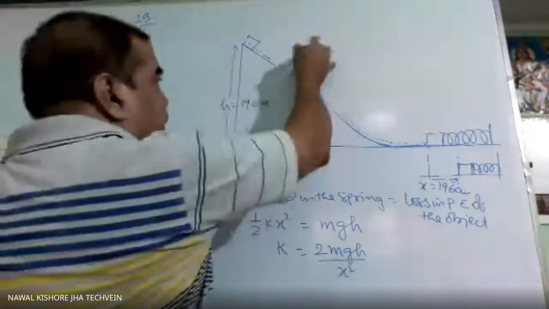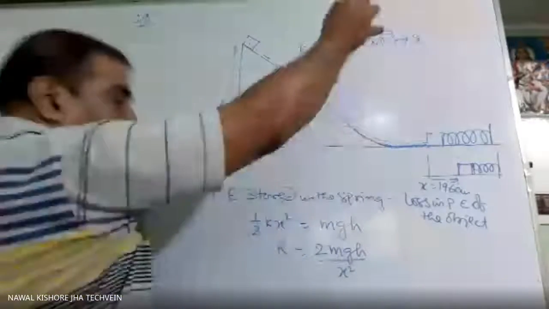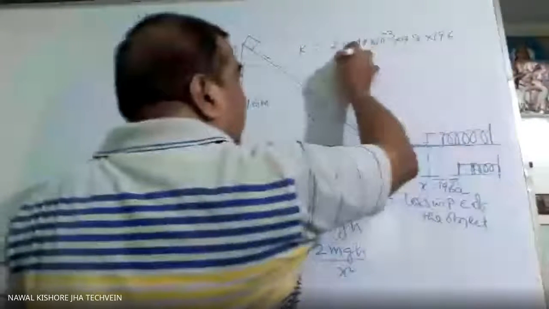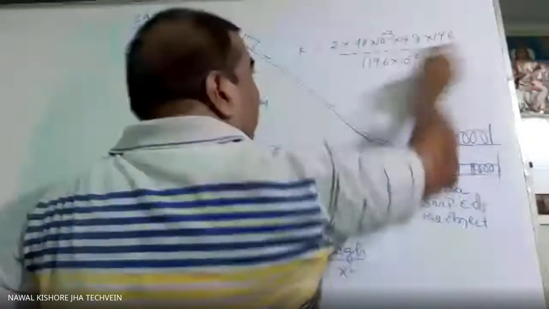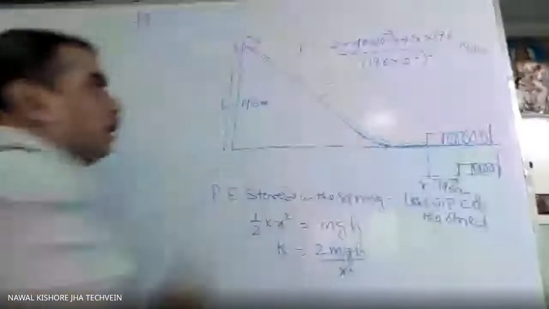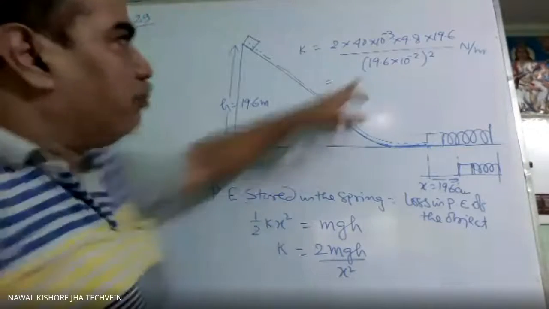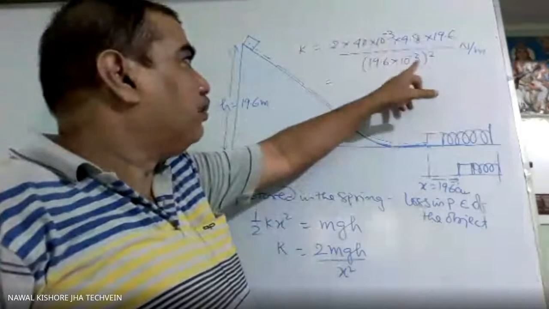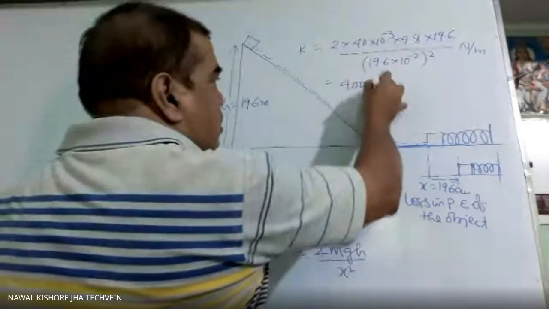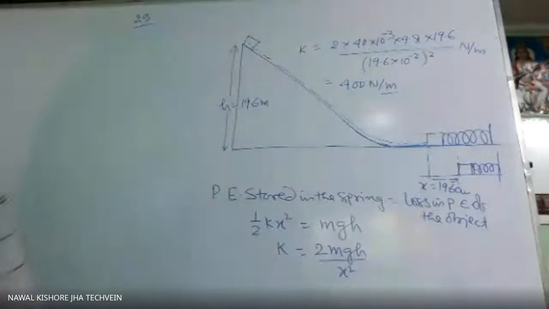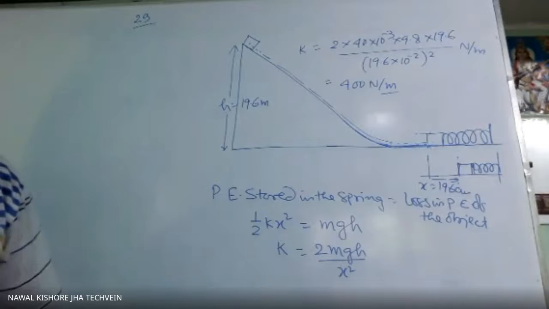So this k will be twice into 40 gram, that is 40 into 10 to the power minus 3, into 9.8, into 19.6 meter, divided by 19.6 centimeter, that is 19.6 into 10 to the power minus 2, whole squared. So this much Newton per meter will be the spring constant. You will get 19.6 cancel, 19.6 cancel, minus 4, so 400 Newton per meter. Same answer, with h being 19.6 meter. Okay, next one.